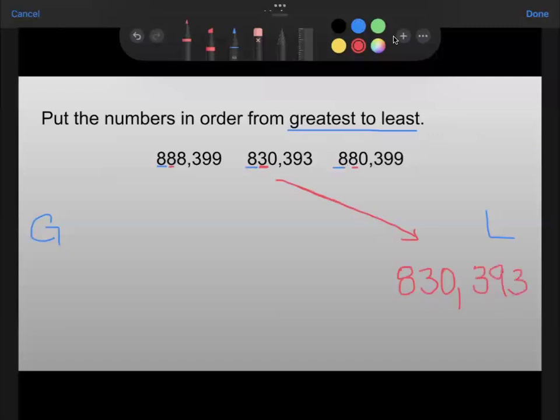830,393. So now you know why I put the G and the L first before I start sorting the numbers, so I know where to put them based on the order that they've asked for. So I'm going to go ahead and cross off this number. Okay, now let's look at the next place value they all have, which is an 8 in the thousands place, and a 0 in the thousands place. Well, 0 is definitely less than 8, so that means this number goes right here in the middle.